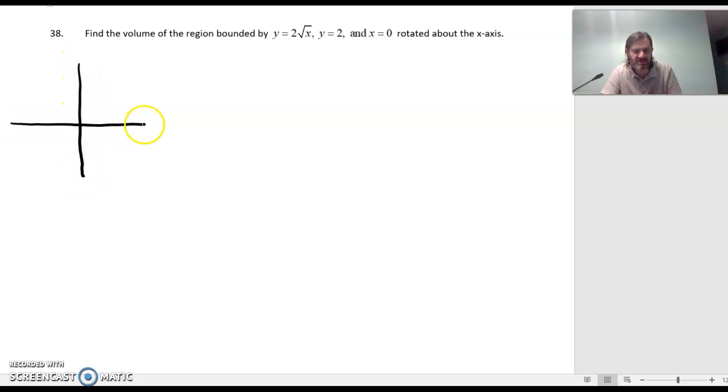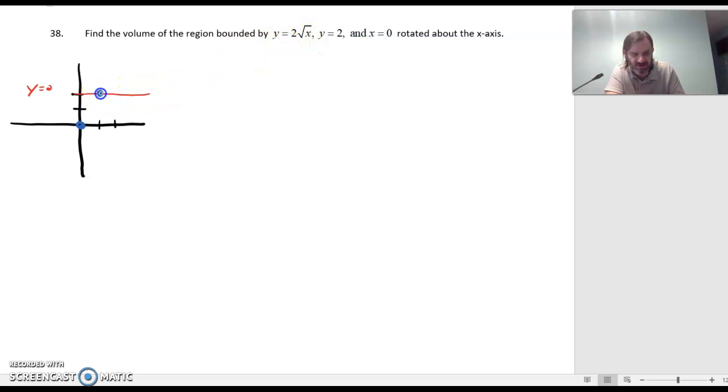So a little xy graph. So let's see here. It says we're going to go up to y equals 2, and x equals 0. So y equals 2 is up here. Y equals 2. And then we've got y equals 2 square roots of x. So in that case, when we plug in 0, we get 0. When we plug in 1, it looks like we would get 2, because square root of 1 would be 1, times 2.